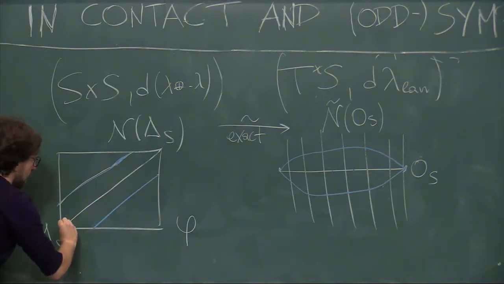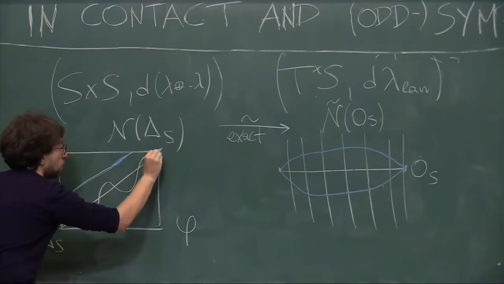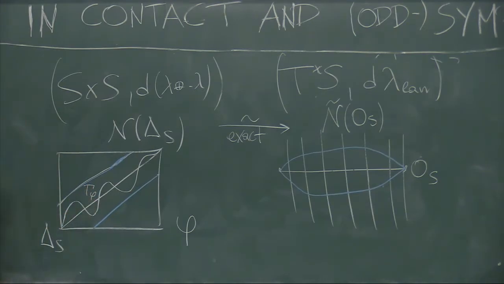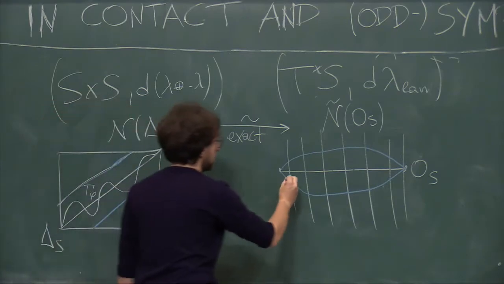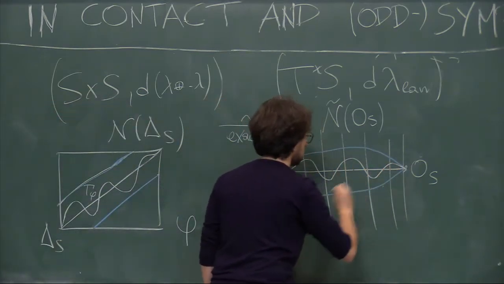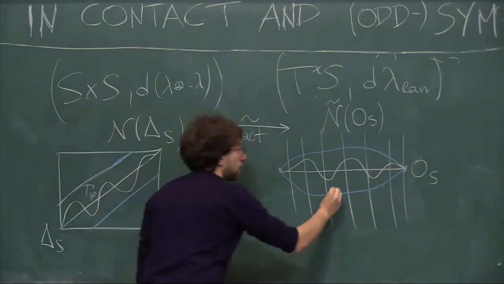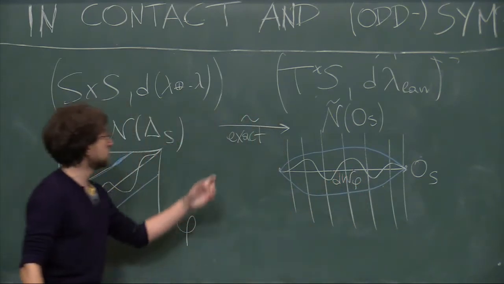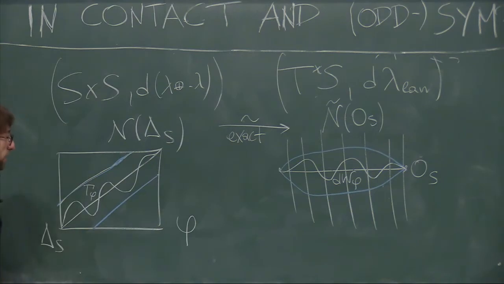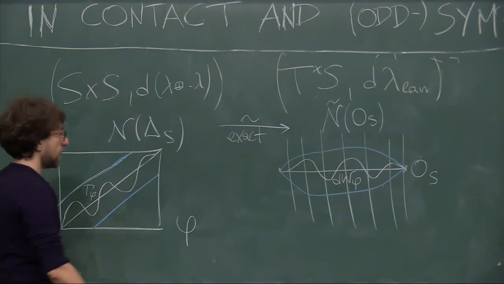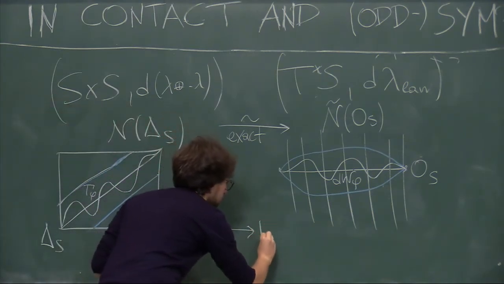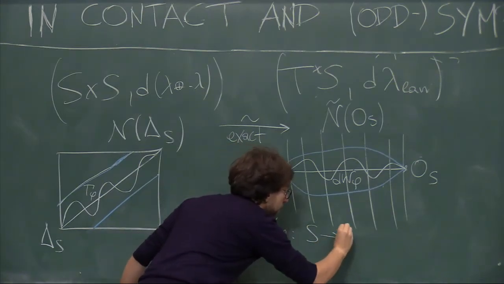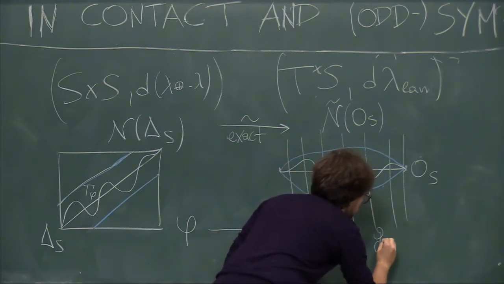can see inside this neighborhood, if phi is C1 small, the graph of phi, which is a Lagrangian graph. And then here I will see some other graph. This graph would be the differential of a function, since this is an exact map. And this is the function W phi from S to R. This is called the generating function.